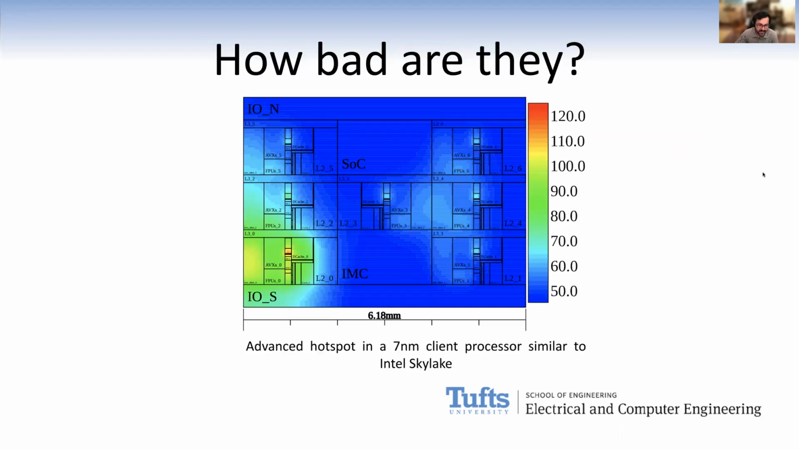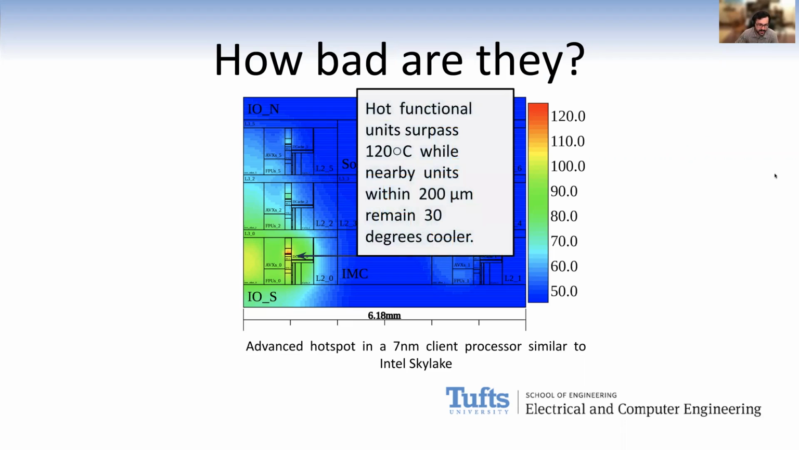Here we are showing an example hotspot during a simulation of a 7-nanometer client processor similar to an Intel Skylake. What we can observe is that hot functional units exceed 120 degrees Celsius, while logic within 200 microns remains more than 30 degrees cooler.